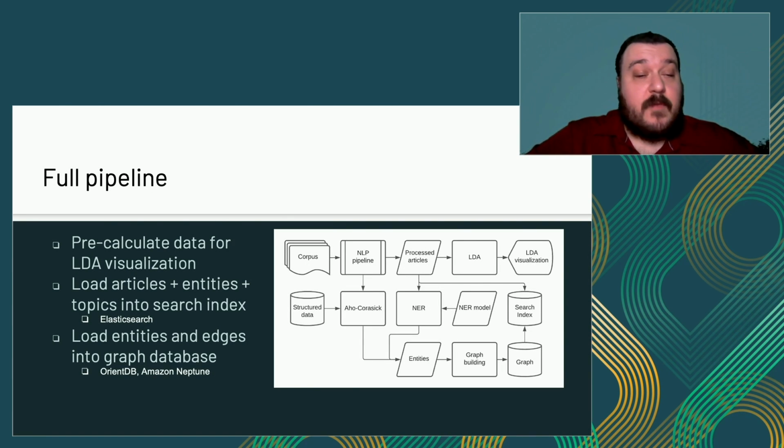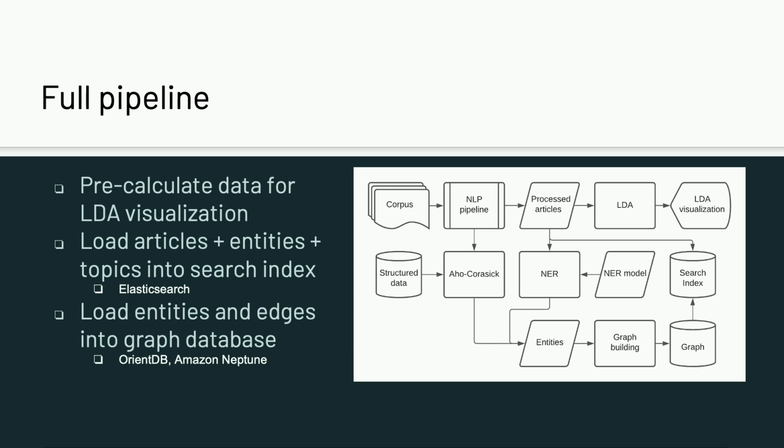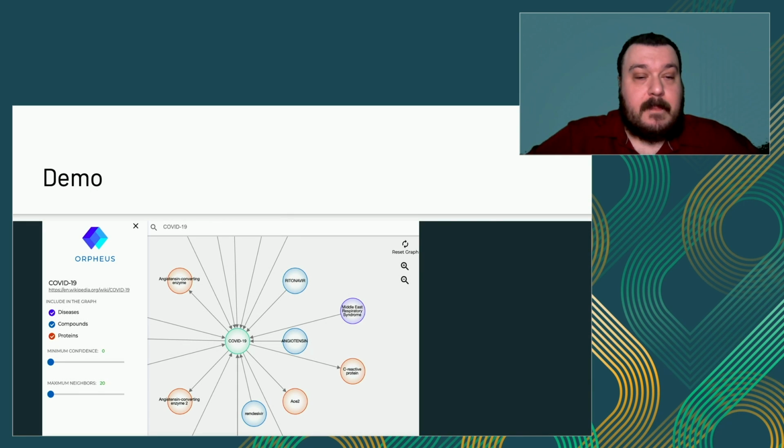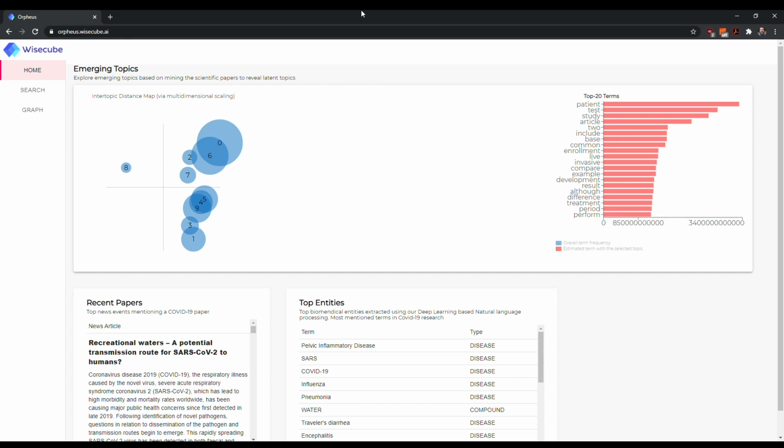So this is an example of the full pipeline. We do all the extraction, we load the entities and the topics into a search index, and we also load the entities and the edges into a graph database, like OrientDB or Amazon Neptune. So let's go take a look at the demo. This is the Orpheus app.